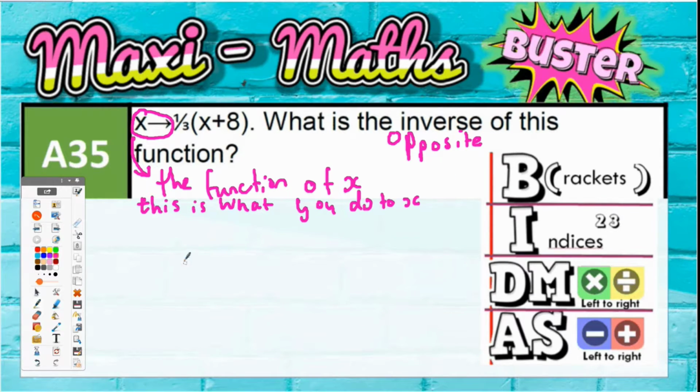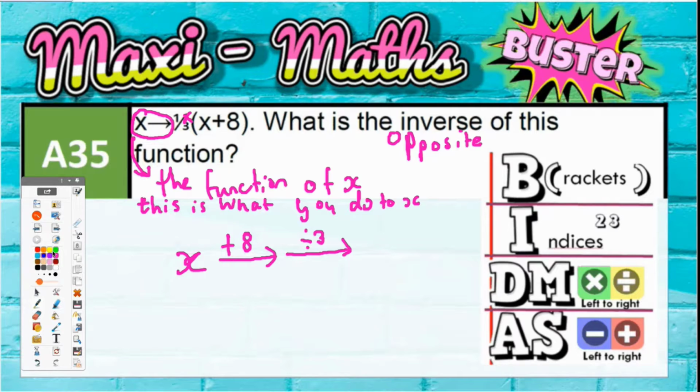So if we start our number machine with x, the first thing we've got to do, according to the rules of BIDMAS, is anything inside the bracket. So the first thing we're doing is adding 8. And then the second thing we're doing is you could say timesing by a third, but if you're finding a third of something, you're actually dividing by 3. So it might be easier to do by saying times a third is the same as finding a third, and finding a third is the same as dividing by 3. So we might as well put divide by 3 there.